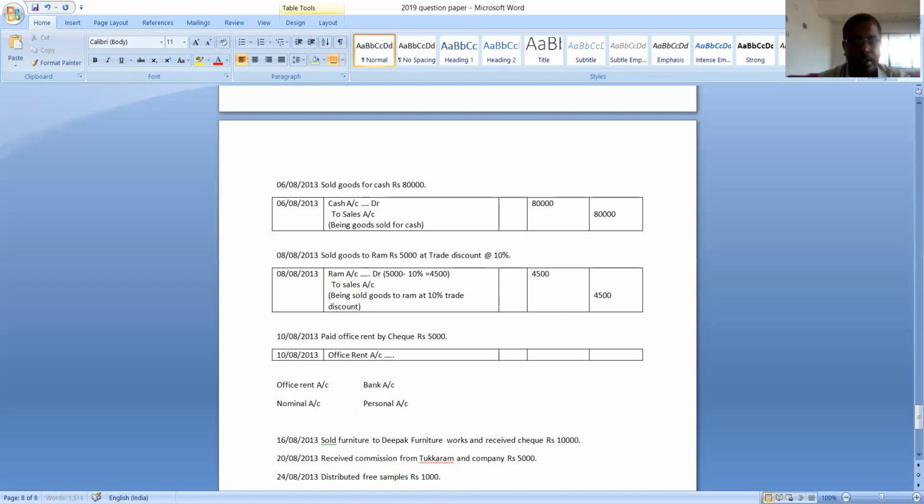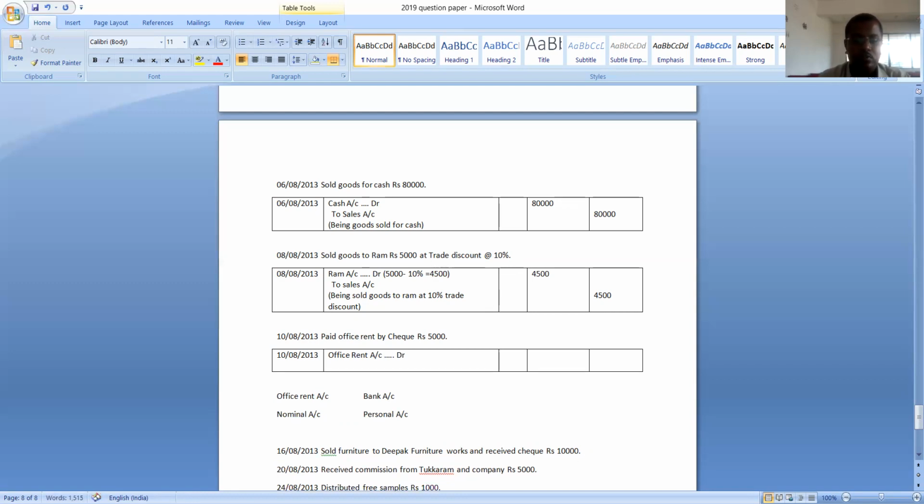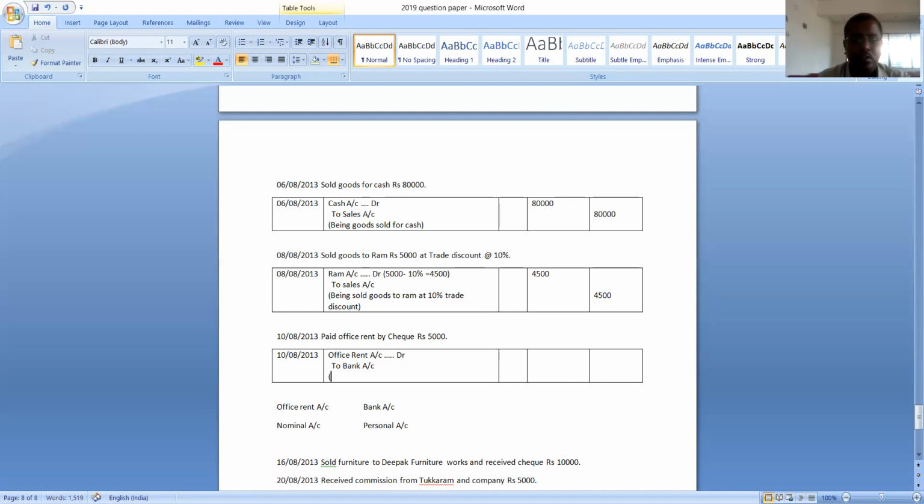So office rent account debit, to which account? To bank account. Why to bank account? Because banker is the giver. What is the narration here? Narration is being office rent paid by check. What is the amount? Amount is rupees 5,000.